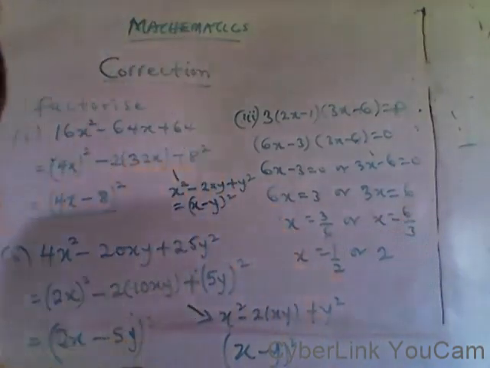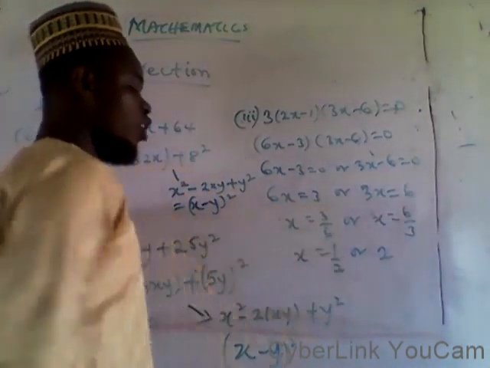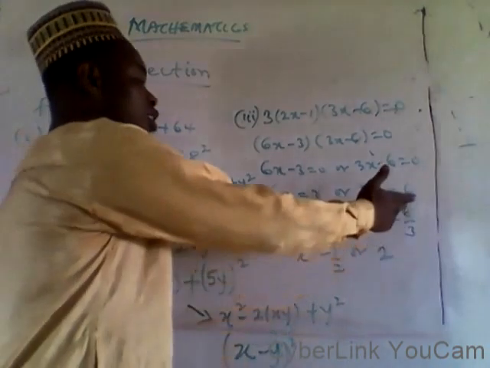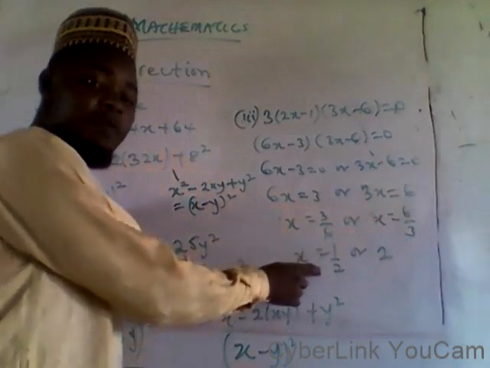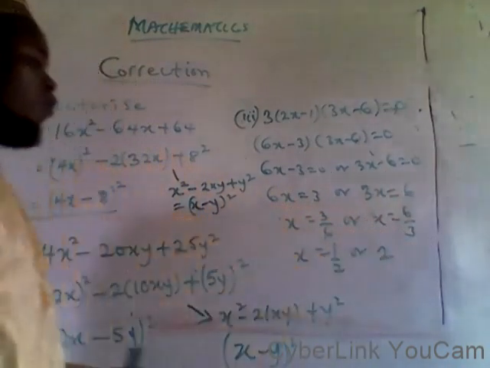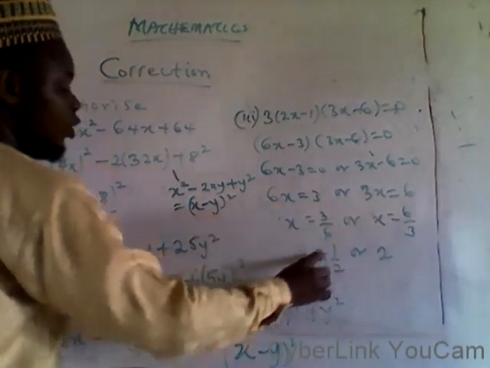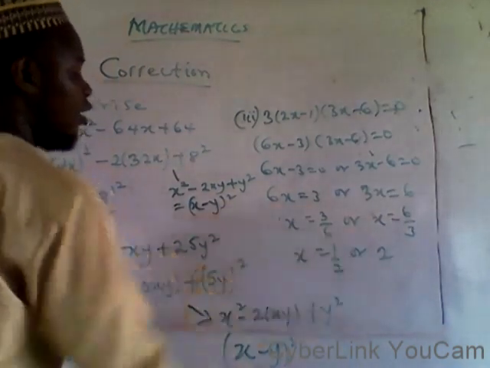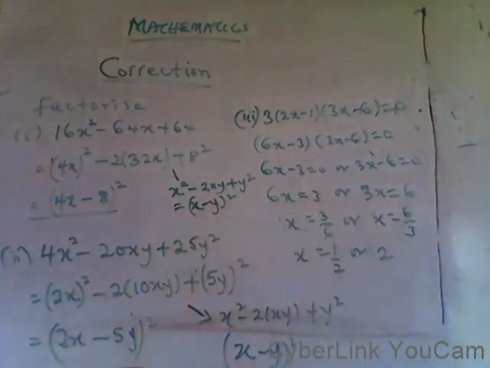So, what is 3 over 6? That is 1 over 2. And what is 6 over 3? That is 2. It means that your x is either half, or your x is 2. So, from here, we are going to get x equals 1 over 2, or x equals 2. And that is it for the first question, the second one, and the third one.